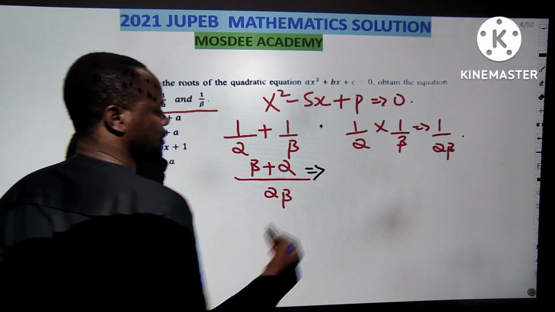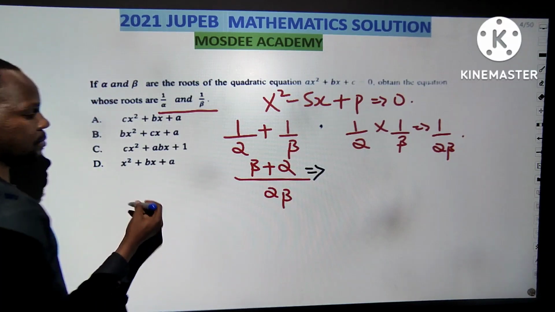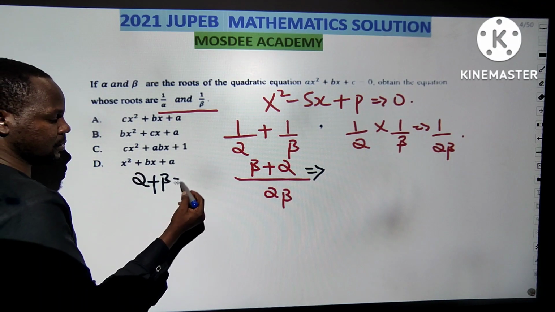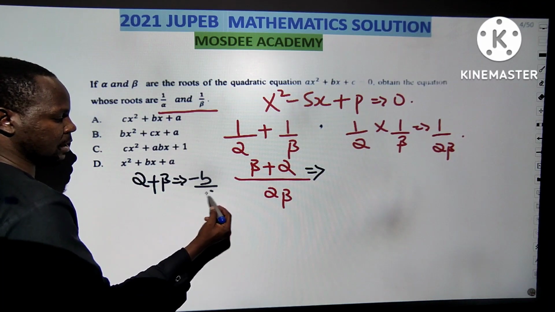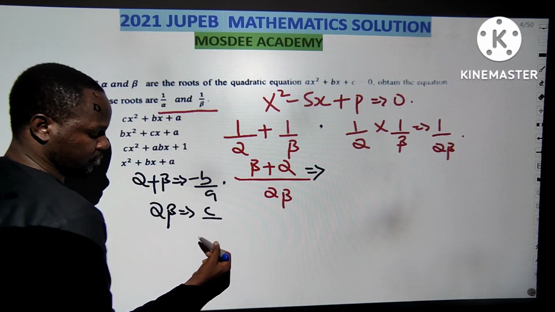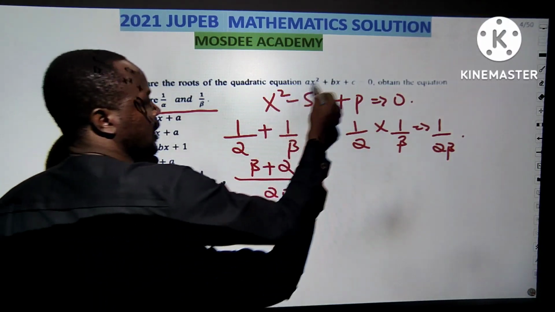Everybody knows alpha plus beta; if you don't know that, you can keep that in mind. Alpha plus beta is the sum. Alpha plus beta is minus b over a, elementary knowledge. Alpha beta is c by a. So I'll just substitute that, these are my a, b, and c.